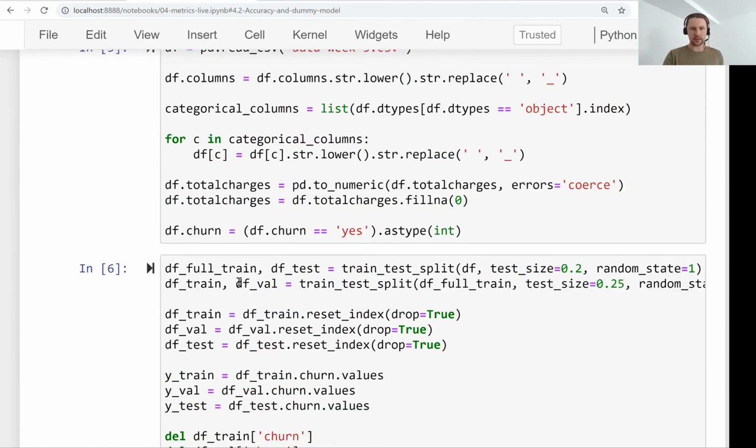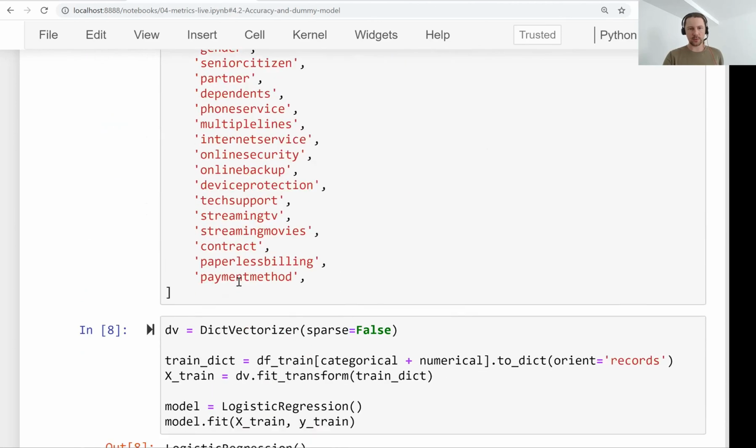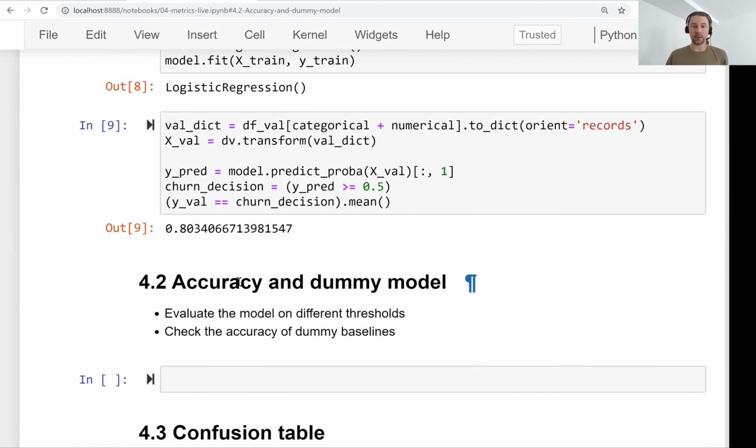And in the next lesson, we will look at accuracy and discuss if 80% is good or not.